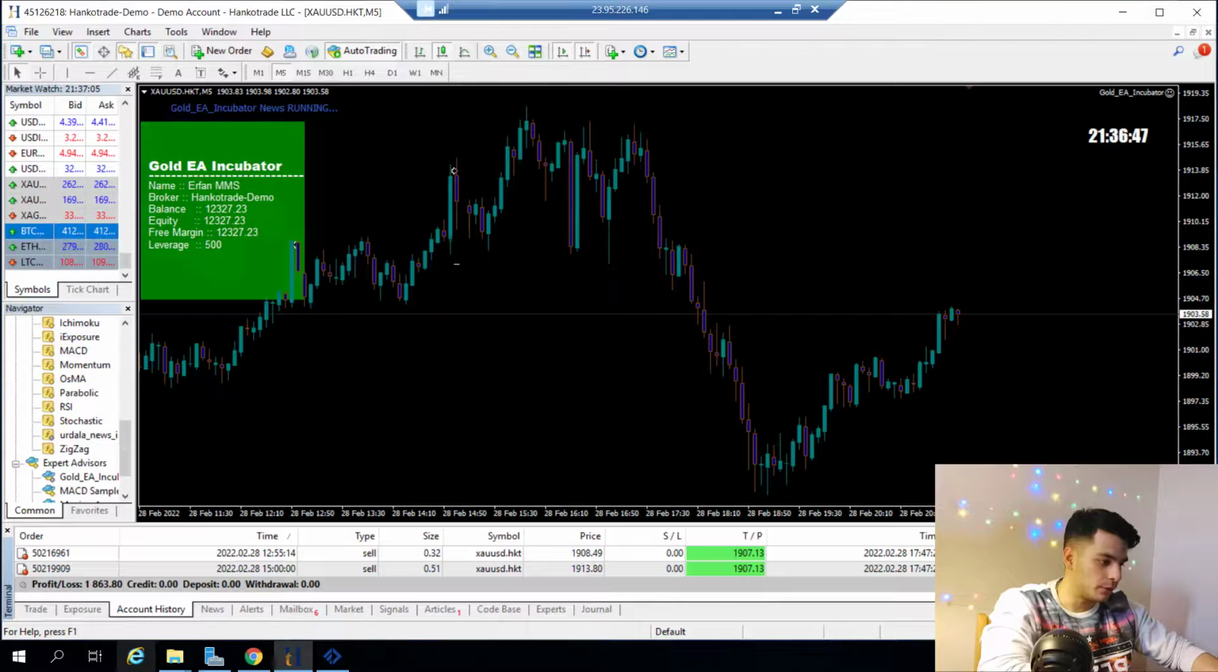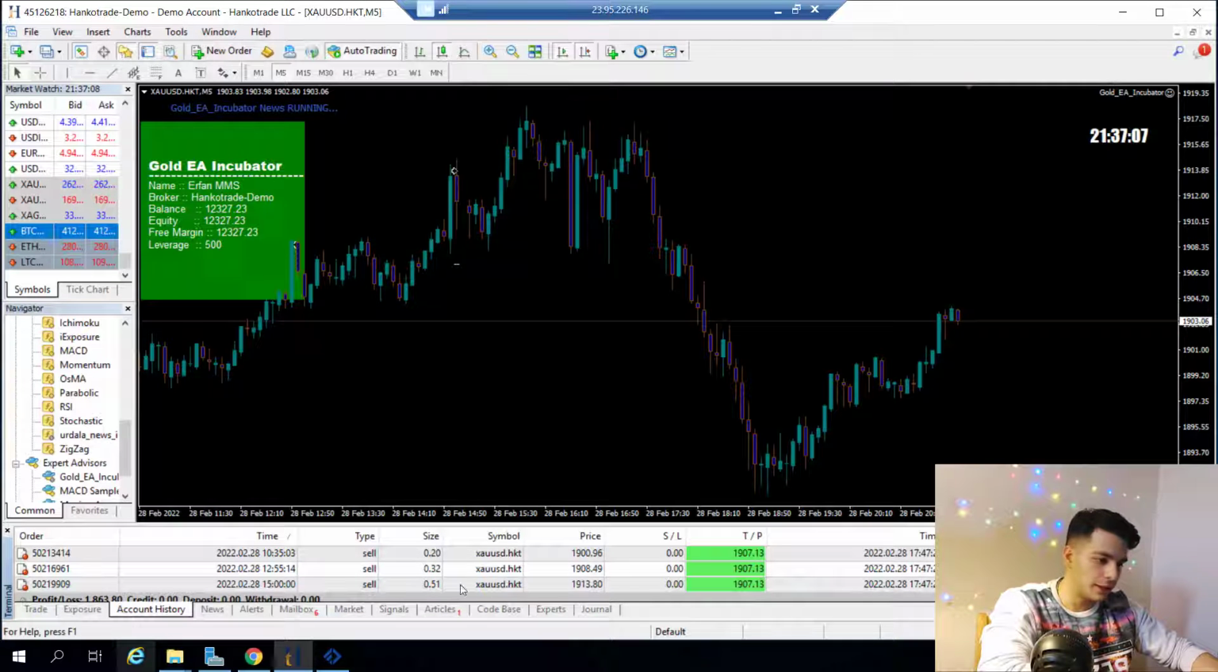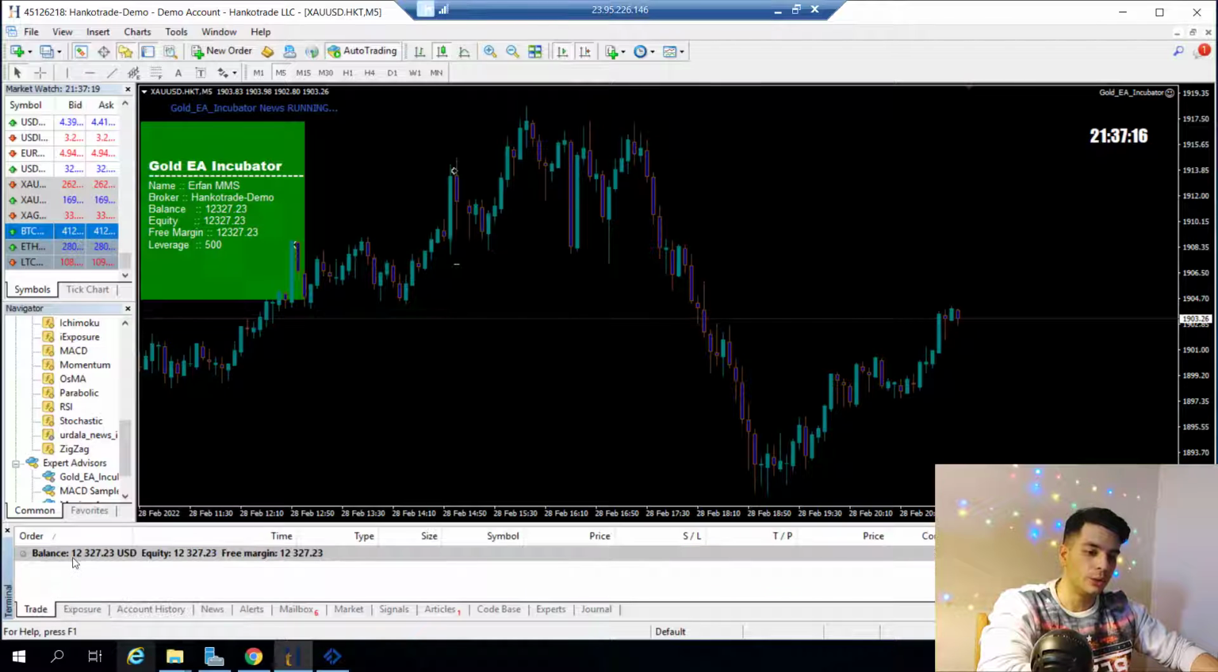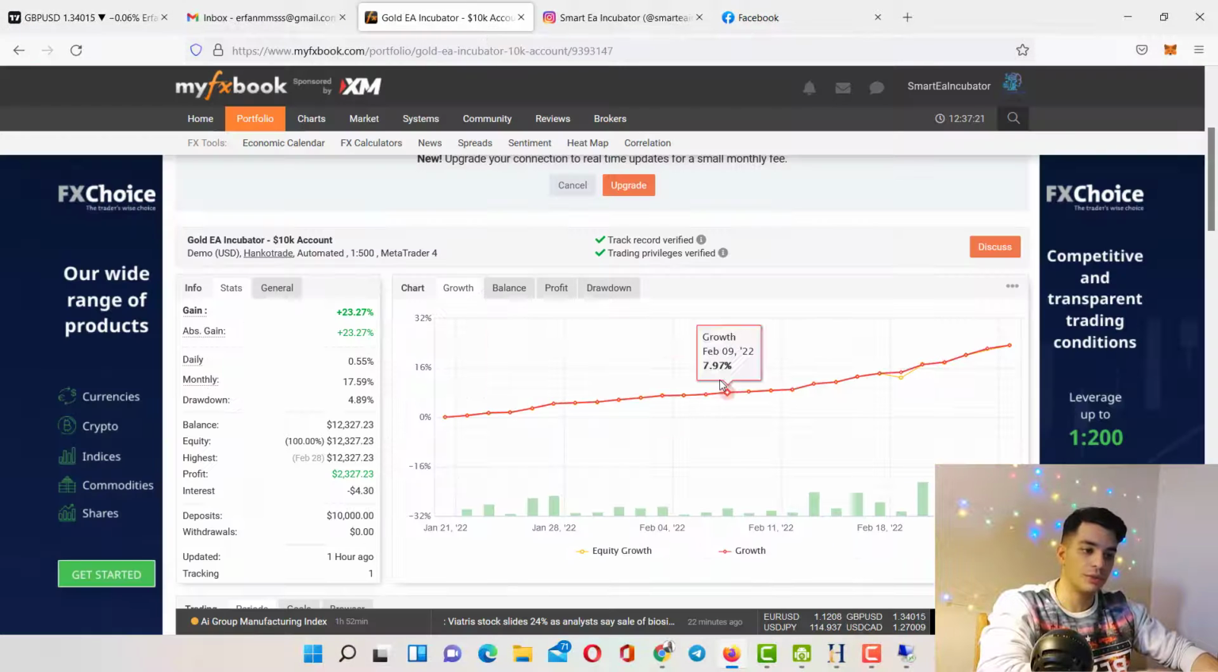I'm still waiting for this one to load, and then I can move it. Okay, so the 28th, look at this. Two lost trades, and the rest was profitable. And overall, since February 1st, we are up $1,863, and in overall we are up to $2,327.